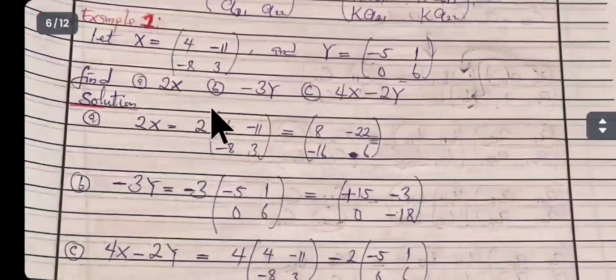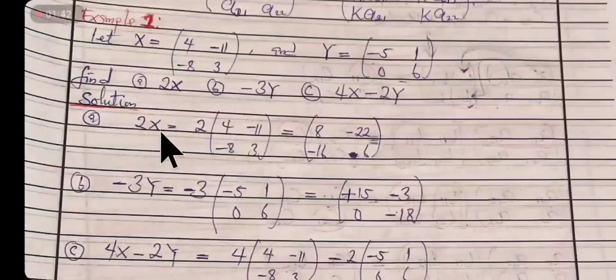Okay, so the solution. The first one, 2X, will be equal to 2 multiplied by matrix X. Matrix X is 4, minus 11, minus 8, and 3. Look at it here. So 2 multiplied by them. We use this 2 to multiply each of the elements. That's what we call scalar multiplication. So 2 times 4 is 8. 2 times minus 11 is minus 22. 2 times minus 8 is minus 16. 2 times 3 is 6. So we are done. 2X will give us this matrix.